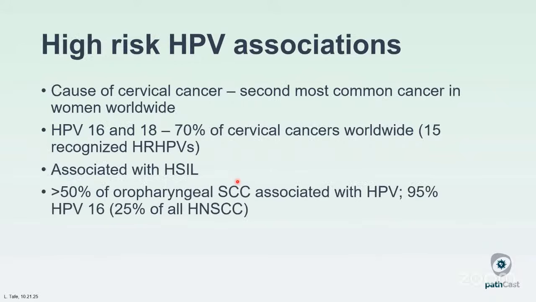The high-risk HPVs, of course, we know them as causative for cervical cancer, which is the second most common cancer in women. And most commonly, we see HPV 16 and 18 being primary genotypes. 18 is a little bit more associated with the endocervical adenocarcinomas, just as a note. And of course, the precursor lesions, which is why we do cytology as well as cervical biopsies to identify any precursor lesions. In addition, we know that about 50% of oropharyngeal squamous cell carcinomas are associated with HPV, and the vast majority of these are due to HPV genotype 16.